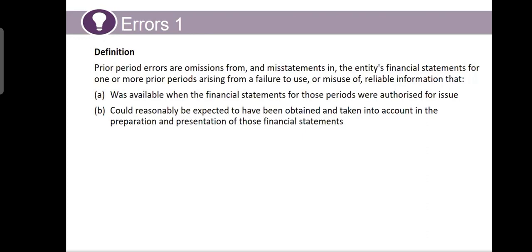So it means that the rules and policies were there at the time of preparation of the financial statements, but you could not apply them properly. They were reasonably possible to be applied, but you could not. That is why you call it an error. Error means that I should have calculated 5, I knew that, but I calculated 4. So now I'm making a mistake. So this is what it says here.